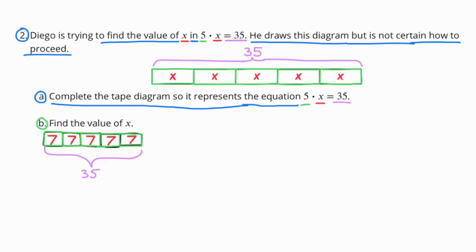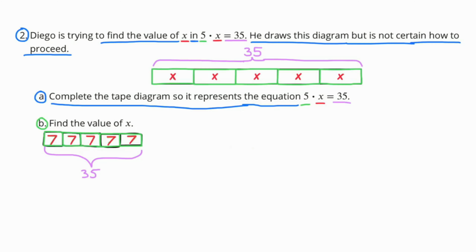Number 2. Diego is trying to find the value of x, and 5 times x equals 35. He draws this diagram, but is not certain how to proceed. A. Complete the tape diagram so it represents the equation 5 times x equals 35. I made all the x's red, and I made all the smaller rectangles green, and combined all 5 x's would equal 35. So I added the purple 35 to show that the total would equal 35.